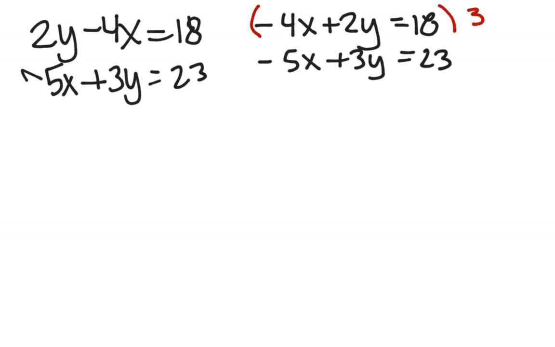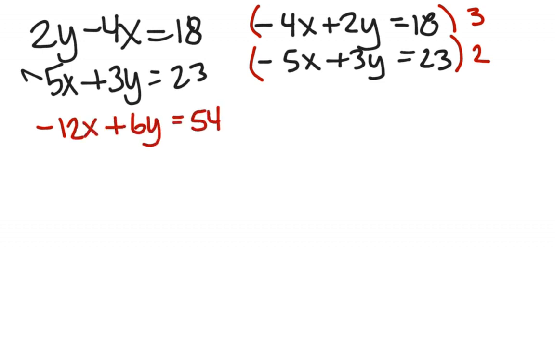In the first equation, I'm going to multiply by 3, because if I take 2 times 3, I'll get 6. And in the second equation, I'm going to multiply by 2. Again, 2 times 3 will give me 6. So my new equations are 12x plus 6y equals 54, and negative 10x plus 6y is equal to 46.